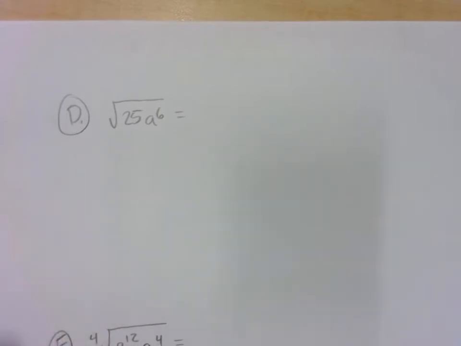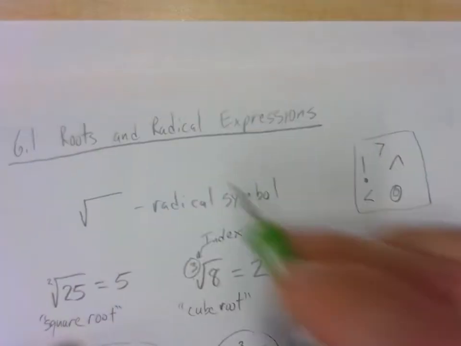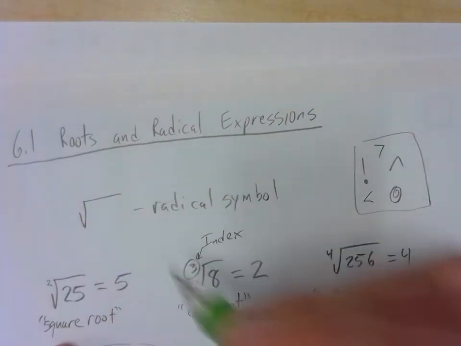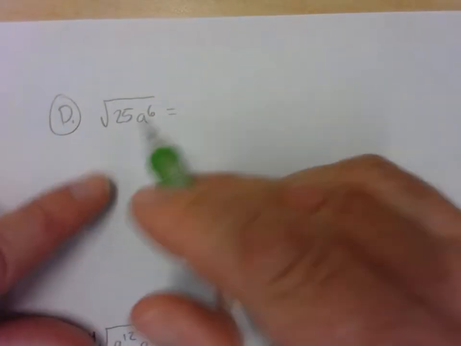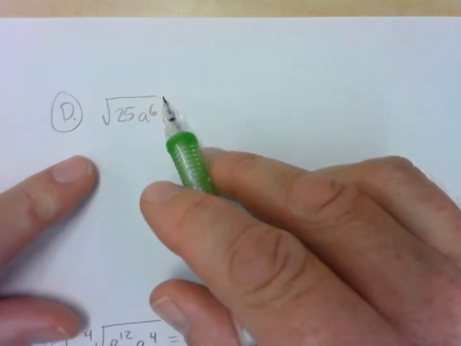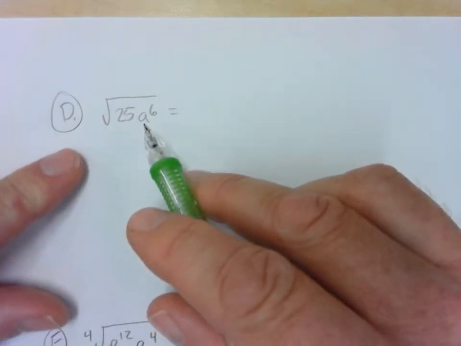Now we're going to go with example D. Example D is the square root. Now, the name of the section was radical expressions. So roots and radical expressions. What we've been doing right now is roots, but this is considered a radical expression because it has algebra with the radical. By algebra, I mean there's a variable right there. It's a to the 6th power.